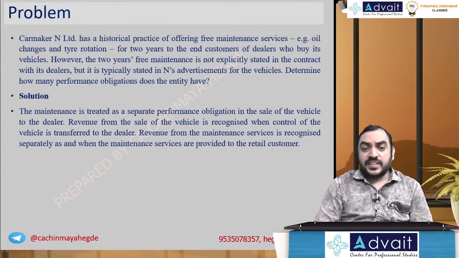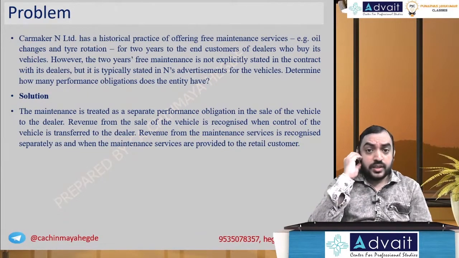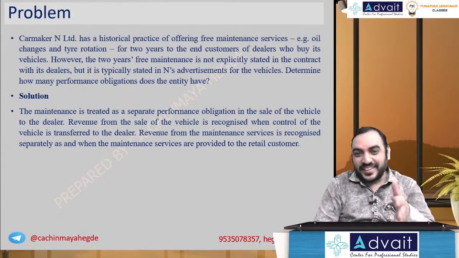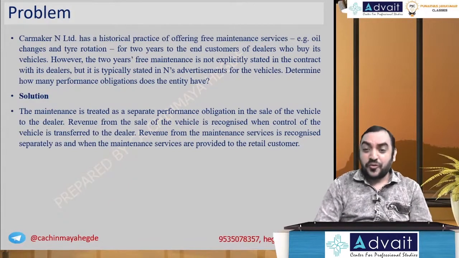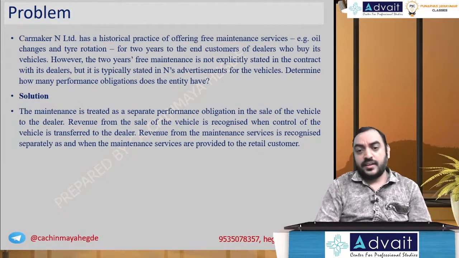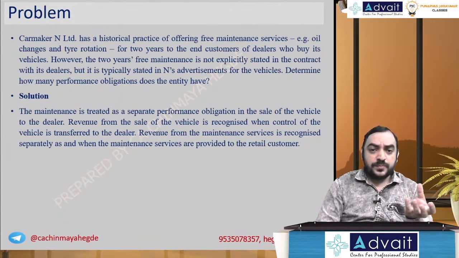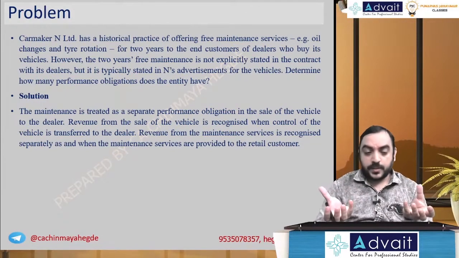Car maker Unlimited has a historical practice of offering free maintenance service, for example oil change and tire rotation, for 2 years to end customers of dealers who buy its vehicles. However, the 2 years free maintenance is not explicitly stated in the contract with dealers, but is typically stated in advertisements for the vehicles. Determine how many performance obligations the entity has. Now, the sale of the car is one, and this maintenance service is another. Obviously, there are two distinct performance obligations.